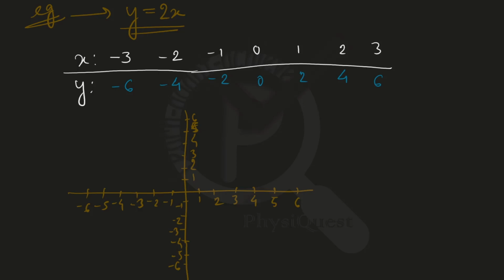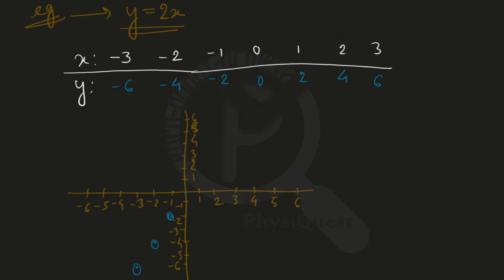So now I want to plot this. How will I plot? For x equals minus 3, what am I getting? The value of y, that is minus 6. So for x equals minus 3, I'm getting the value minus 6 here. So there will be a point. And for x equals minus 2, I'm getting minus 4, so I will get one more point here. For minus 1, I'm getting minus 2, so I'll get one more point.